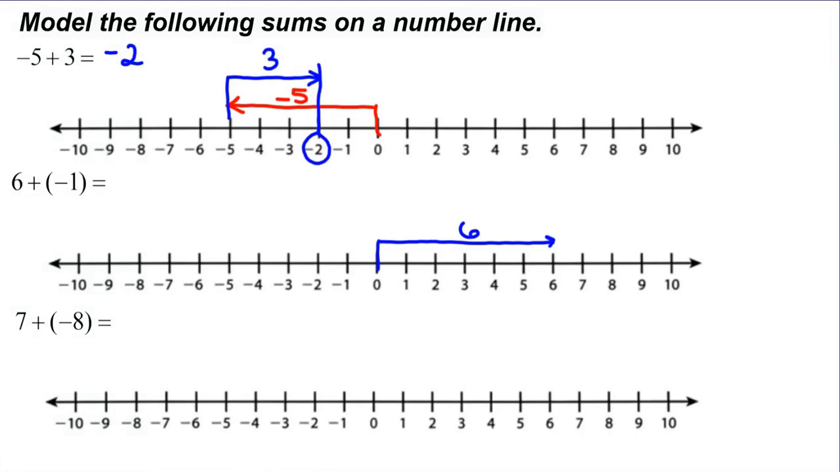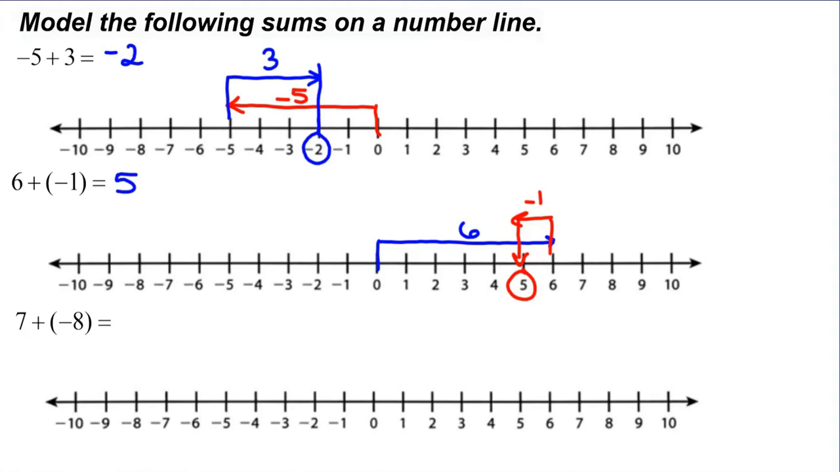And then I'm going to cancel one of those positives out because I'm moving 1 space back, or 1 in the negative direction, and that puts me at positive 5. So 6 plus negative 1 is 5. That's kind of like just 6 minus 1.